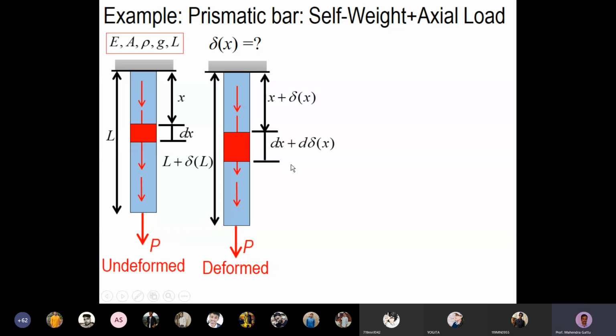Now, what is the strain in this infinitesimally small element? Can anyone tell? What is the initial length of this segment?